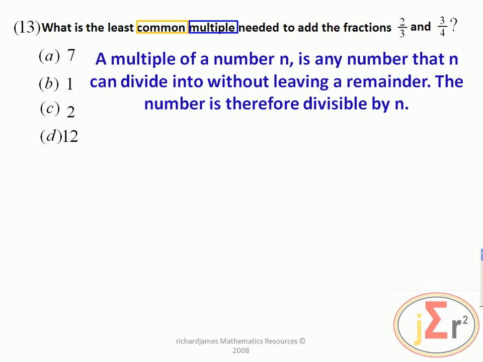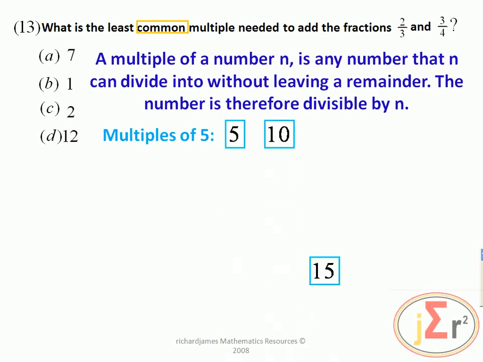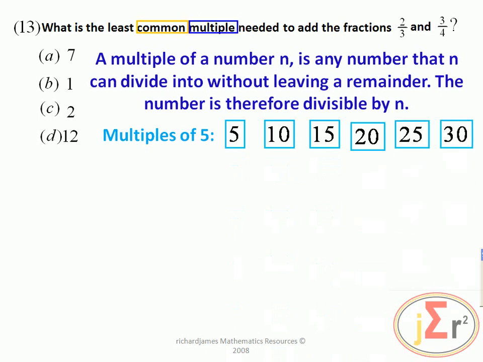With all of that, we will go through a lot of demonstration in order to explain everything in great detail. So we have multiples of 5. Multiples of 5 will be those numbers that 5 can divide into without leaving a remainder. 5 can go into those numbers without leaving a remainder. And we have taken some of them: 5, 10, 15, 20, 25, 30. 5 can go into those numbers without leaving a remainder.